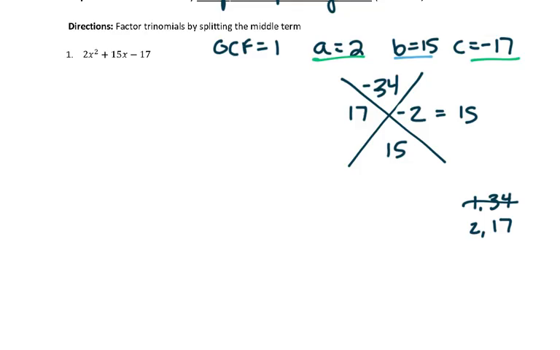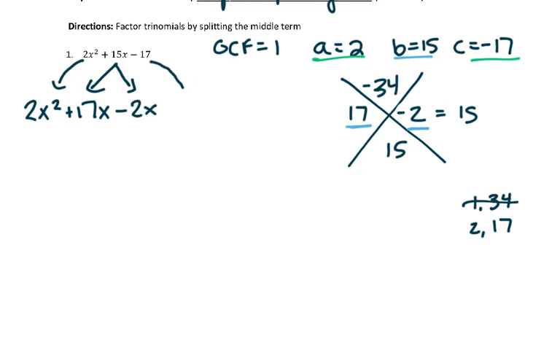After we have that, we're going to split the middle term. So I'm going to bring down my first term, 2x squared. I'm going to split up the middle term into the two numbers that I came up with, which is positive 17x and minus 2x. I'm going to bring down the negative 17.